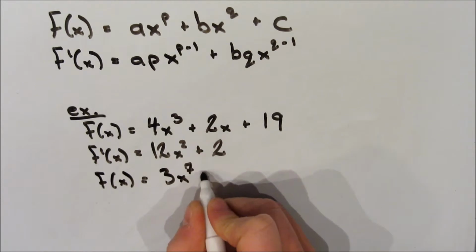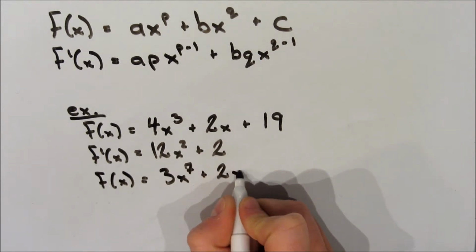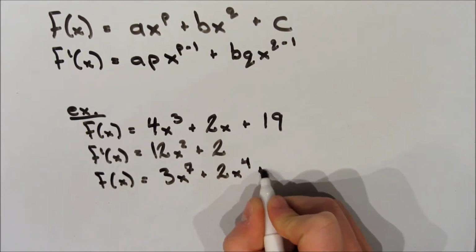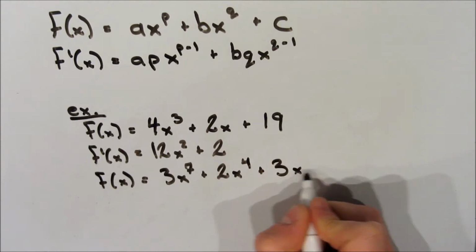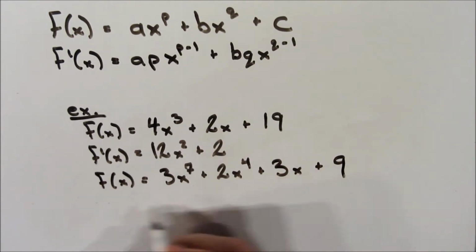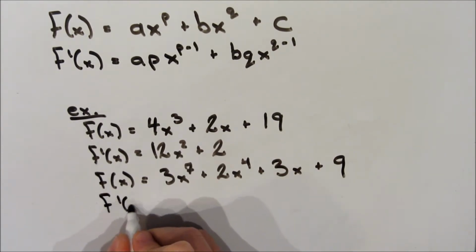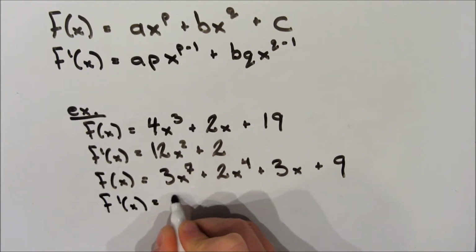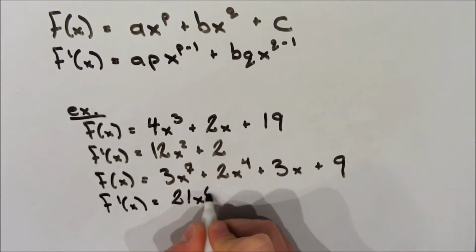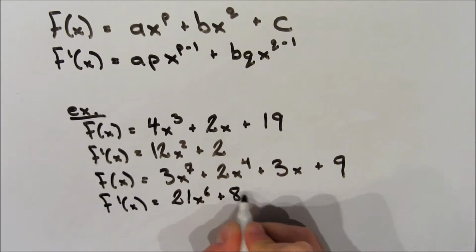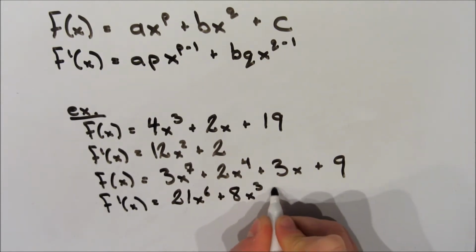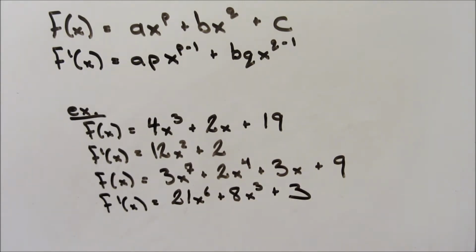So now let's take a look at another example. F of x equals 3x to the exponent 7 plus 2x to the exponent 4 plus 3x plus 9. So the derivative of this function, f prime of x, will be equal to 21x to the exponent 6 plus 8x to the exponent 3 plus 3.